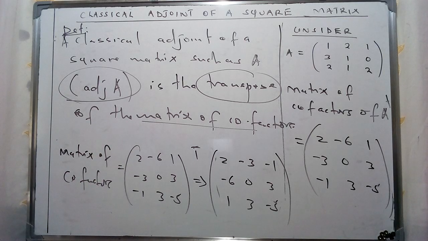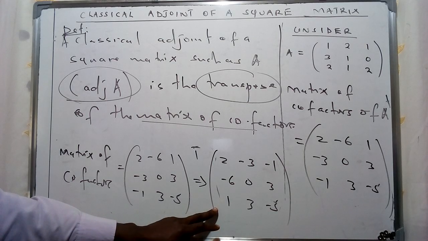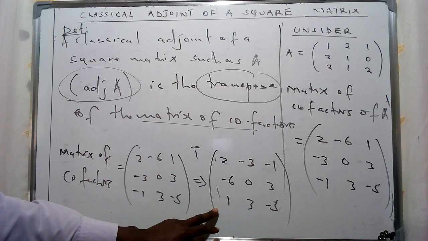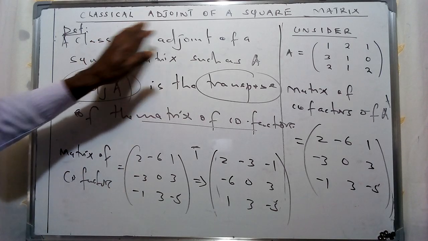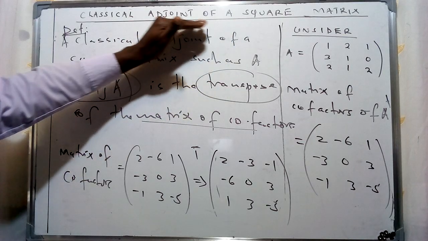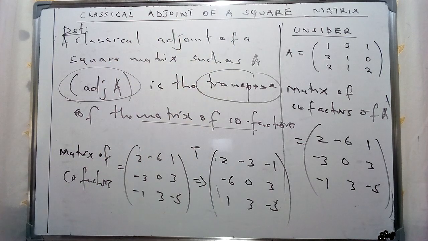And we're going to see that we can find the matrix of the cofactors, and this is the specific representation for the transpose of that particular matrix. And in our previous video, we saw that we can define the classical adjoint from this specific concept.